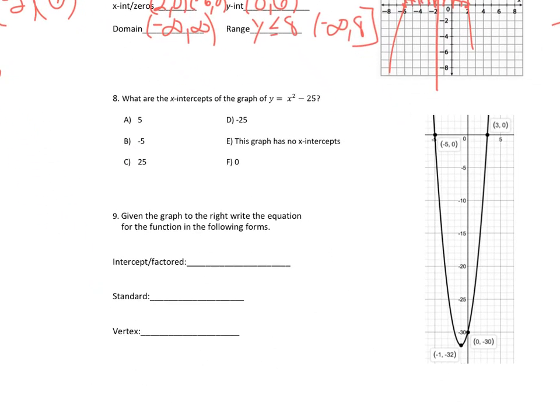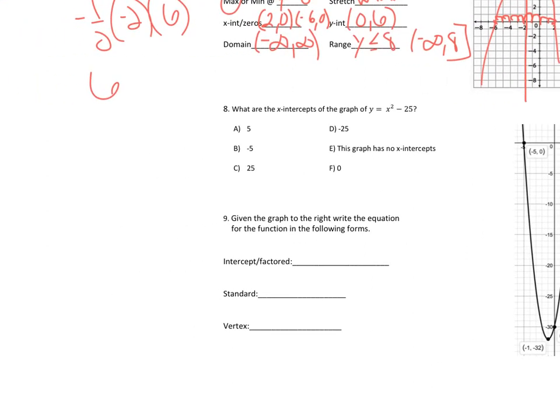All right, number 8, what are the x-intercepts of this graph? Remember, in order to find x-intercepts, we're going to substitute 0 in for y. And now this just becomes our factoring. We have 3 ways we can do it. We can factor, solve by square roots, or use the quadratic formula. And in this case, all three of those would work.